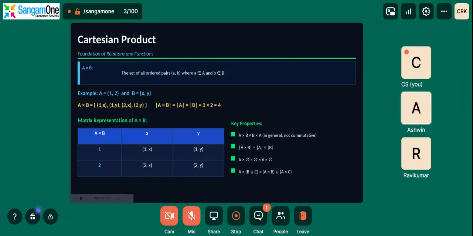Then A cross empty set is equal to empty set cross A, which is the empty set. This is a common phenomenon, universally true across relations and functions. A cross (B union C) corresponds to (A cross B) union (A cross C). This is one of the key properties of the Cartesian product and relations. Please note it down.